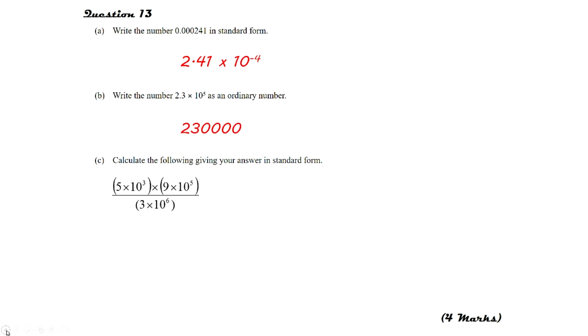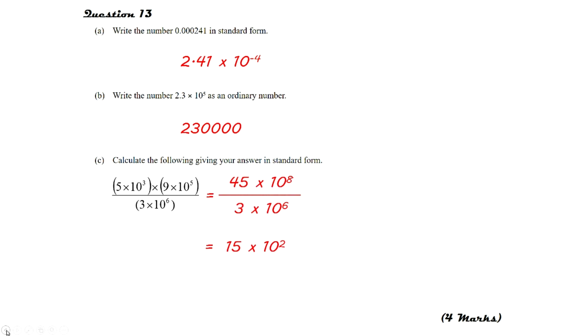Now the next bit to this, first of all I'm going to need to work out what 5 times 10 to the 3 times 9 times 10 to the 5 is going to be. I completely ignore the bottom of this for the time being, and I know that 9 times 5 is 45, and 10 to the 3 times 10 to the 5 is 10 to the 8. Now I'm not just going to leave my answer there, obviously I need to deal with the divide bit, so 45 divided by 3 is 15 and 10 to the 8 divided by 10 to the 6 is 10 to the power 2.